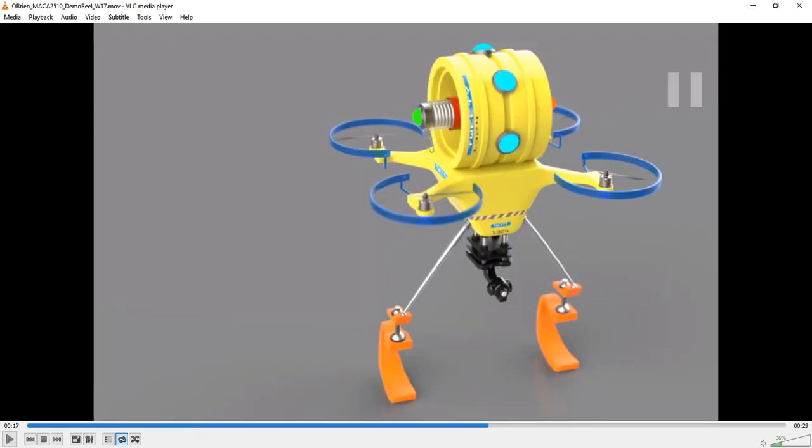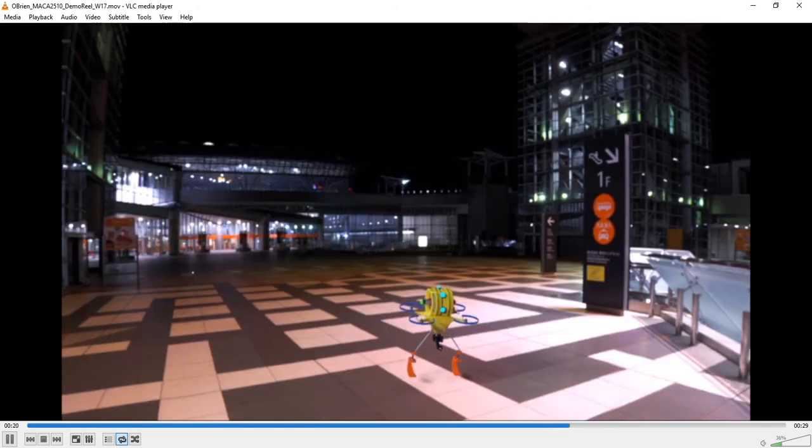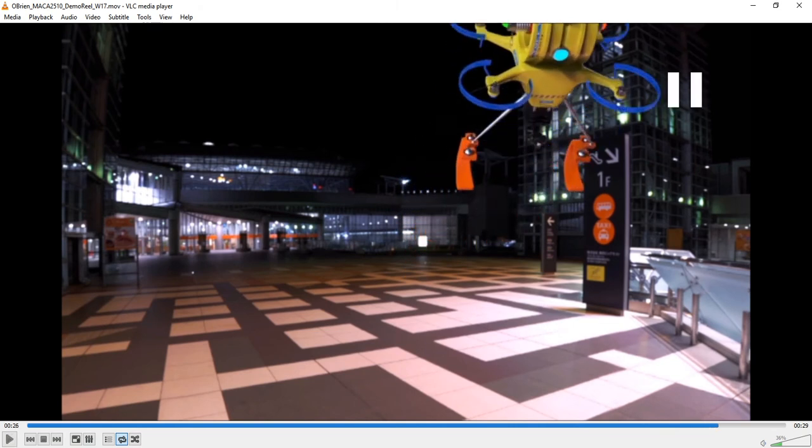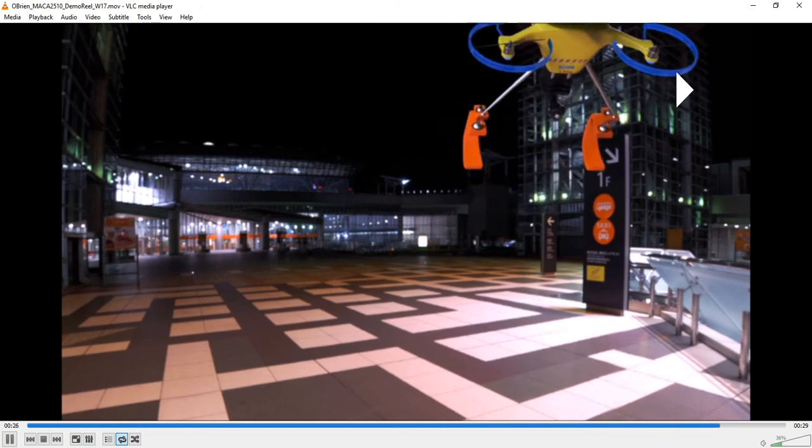Yeah, there's her drone. And there's the drone moving. Oh, it looks like an actual hospital. Yep. Well, that is. This is a background plate picture.